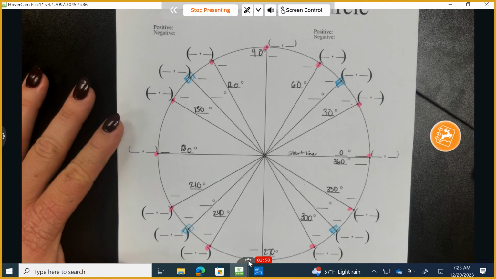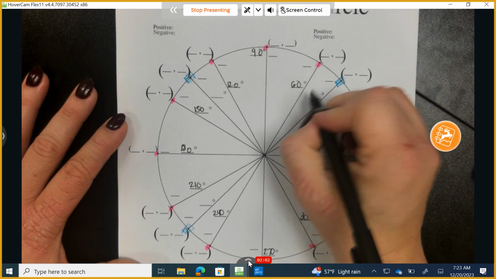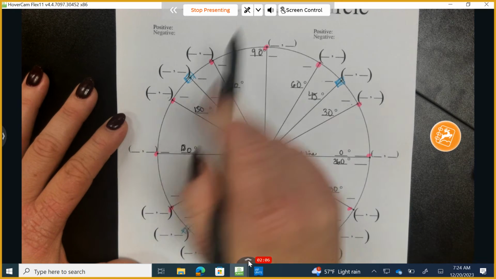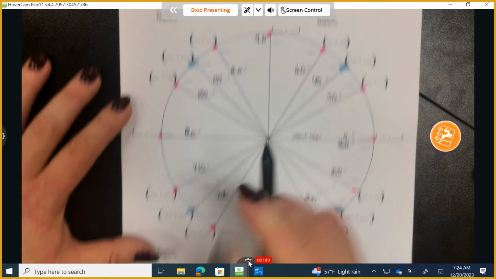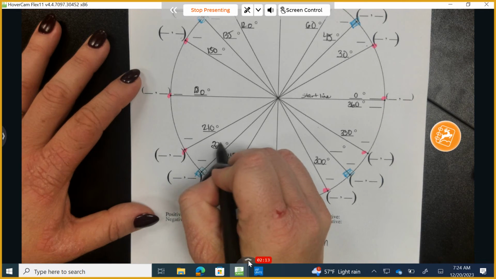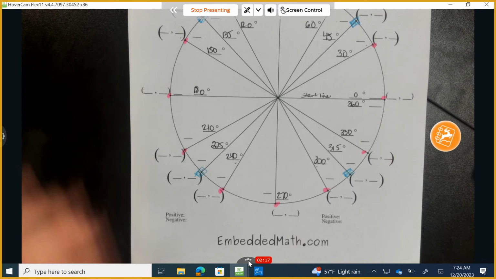I think most often it's easier for students to go to the smallest one, which is 30, add 15 to get 45. Go to the smaller ones, which is 120, add 15 to come up with 135. Going down to 210, it's the smaller ones, adding 15 to get 225. 300 is a smaller, adding 15 to get 315.